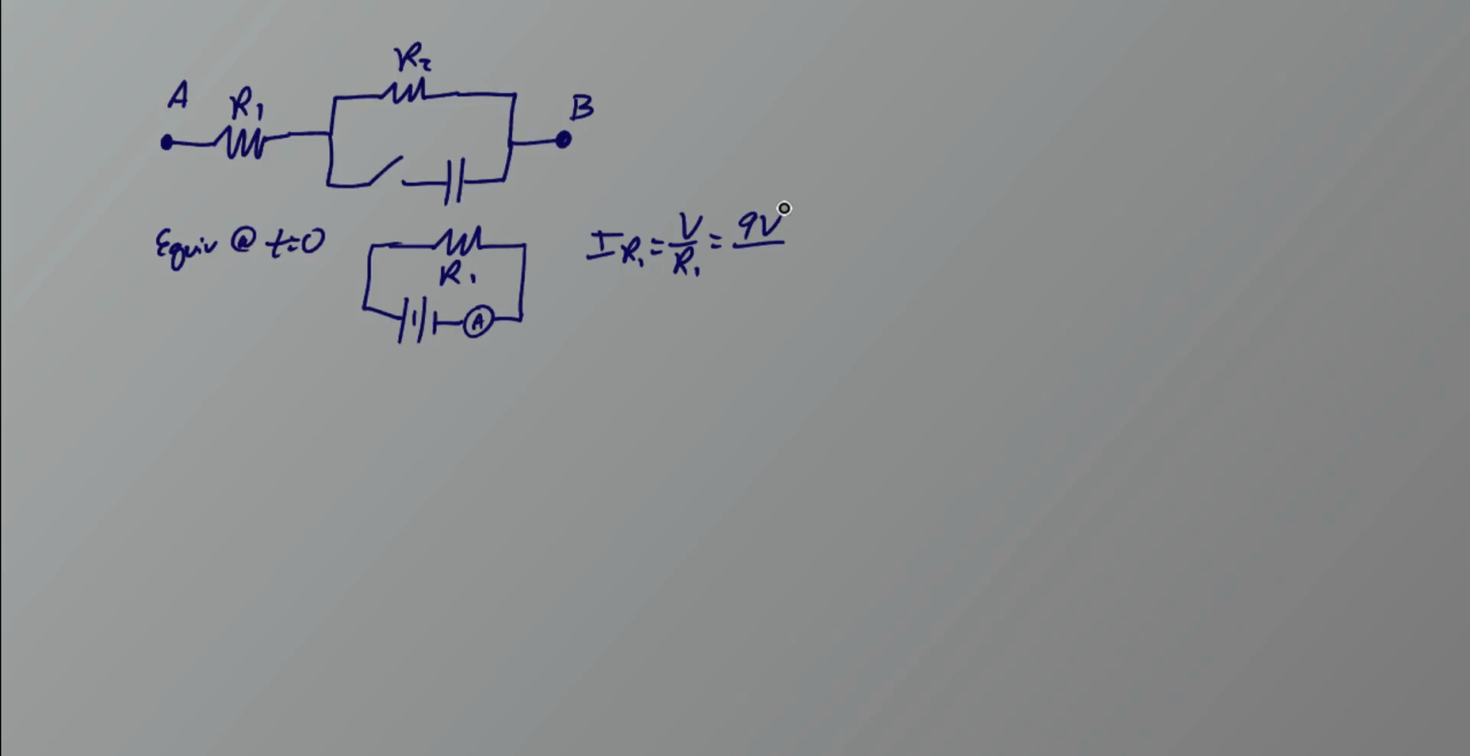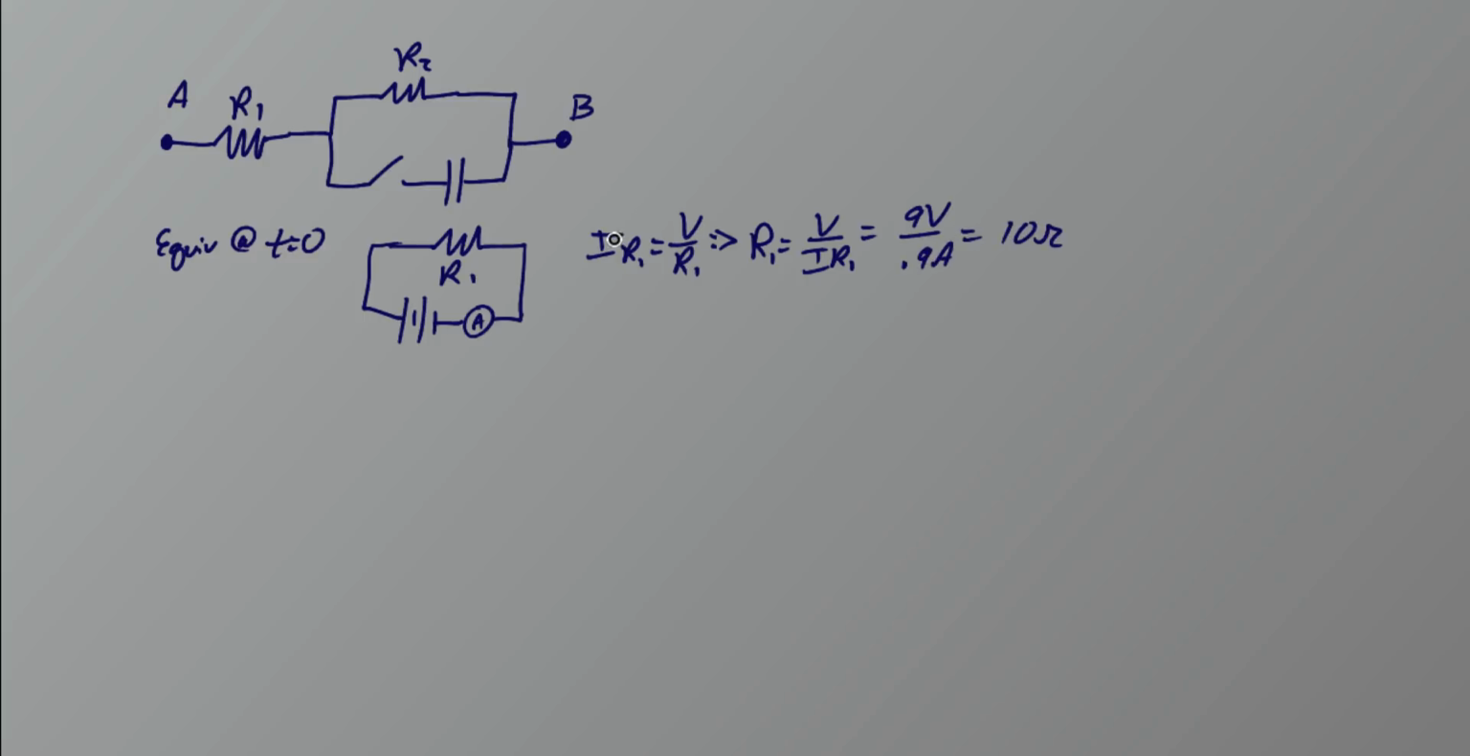Let me rearrange that first. I R1 equals V over R1. What we're looking for here is R1, so therefore we could say that R1 equals V over I R1, which is going to be 9 volts over the current through R1, which is 0.9 amps, which is 10 ohms.